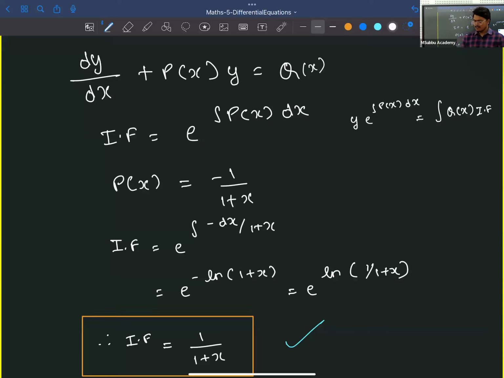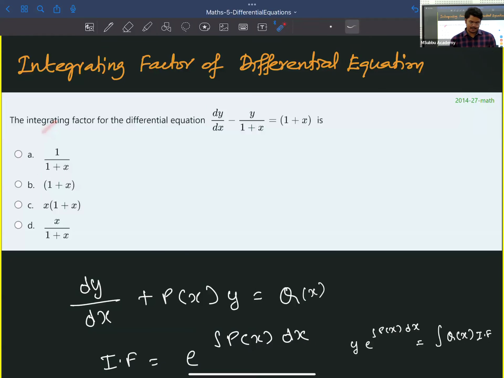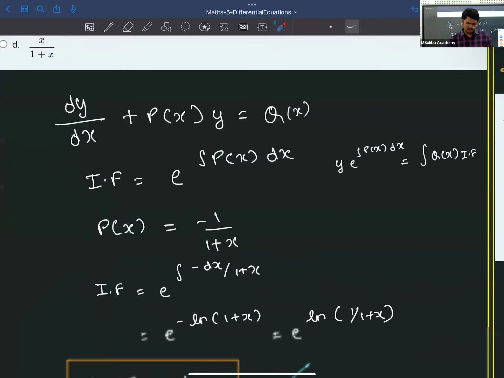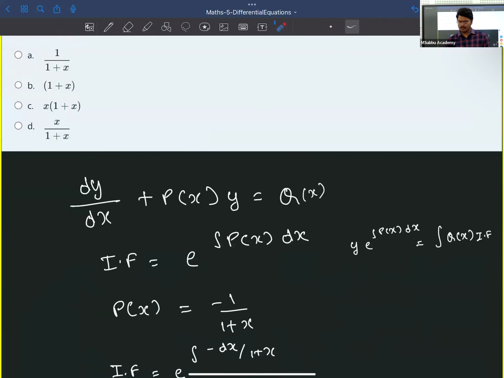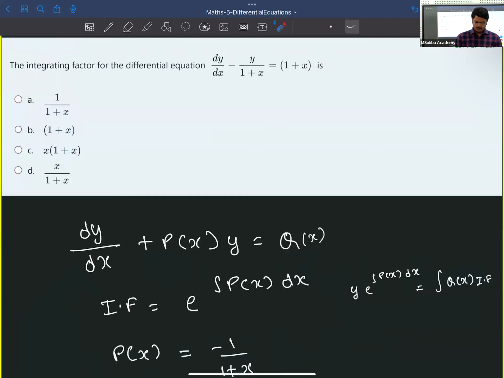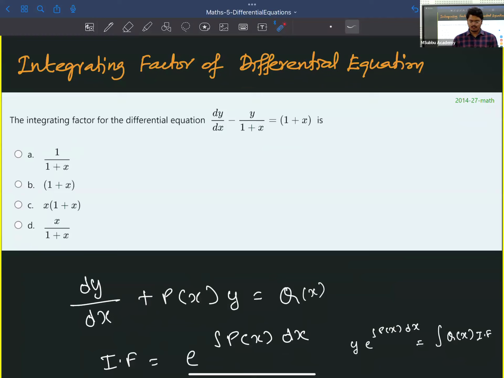Using this formula, you will solve for y and just get the solution of this equation. But since they have asked for the integrating factor, we have stopped here itself. This is the formula for that, so this will be our answer. If you have any doubts, you can just ask me.